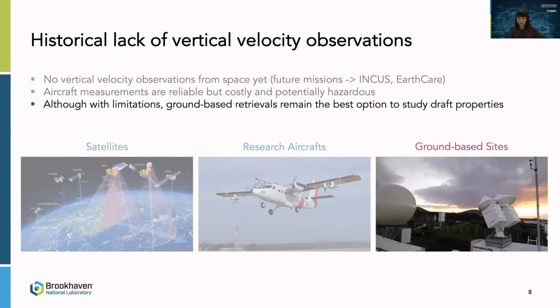Then we have ground-based remote sensing techniques, and we can use those measurements to retrieve vertical velocity from ground level. And there are a couple of different ways of doing that. You can use multiple scanning radars or vertical pointing radars. Although there are limitations and uncertainties with these retrievals, it remains the best option to study updrafts and downdrafts because we have long-term data records and in multiple locations.